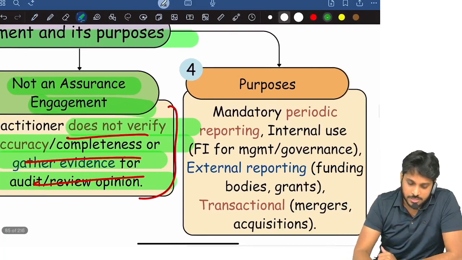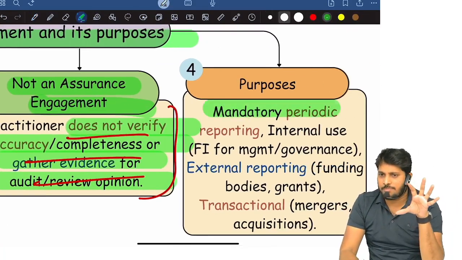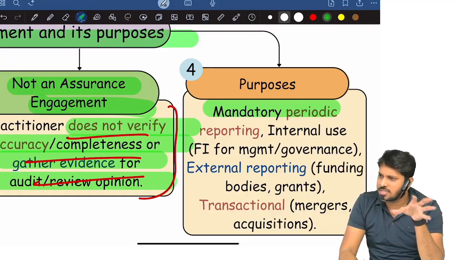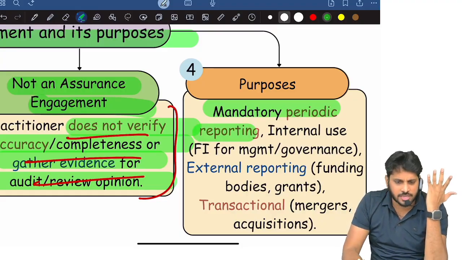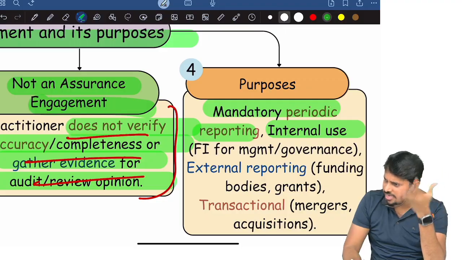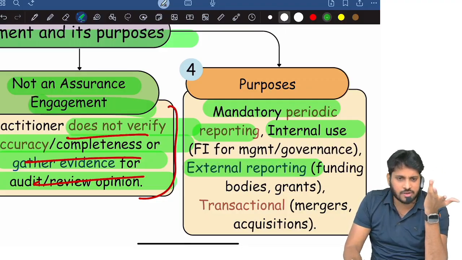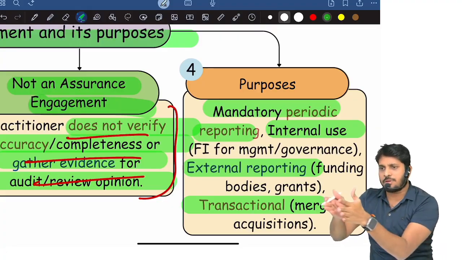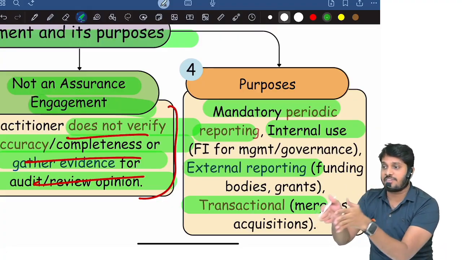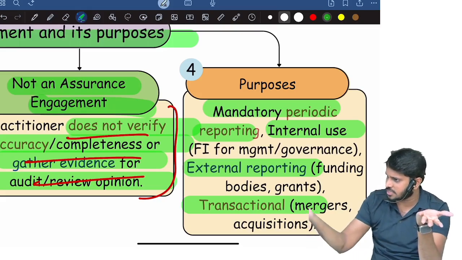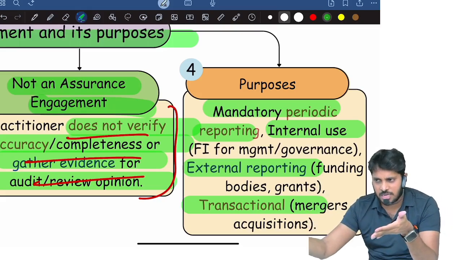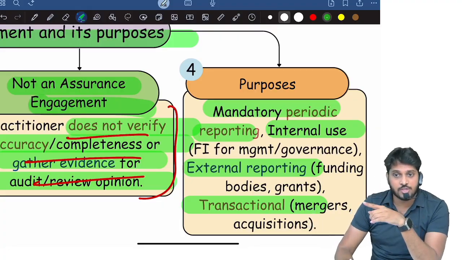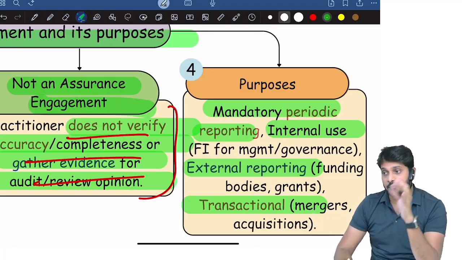Next, purpose. Why compilation engagement? Why does management prepare financials? They may be preparing financials for periodic reporting, or for internal reporting, or for external purposes, or for transactional purposes like mergers and acquisitions. Why does management compile financial information? Many reasons. Whatever the reason, it may be for general purpose, it may be for special purpose. So when management is compiling, you are assisting them, and that engagement for you is called a compilation engagement.